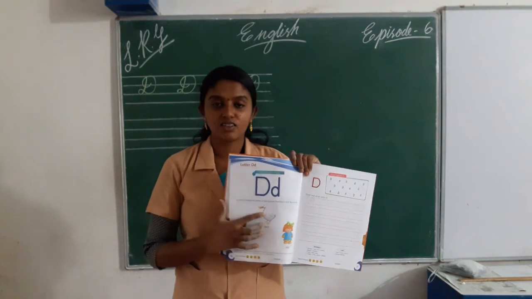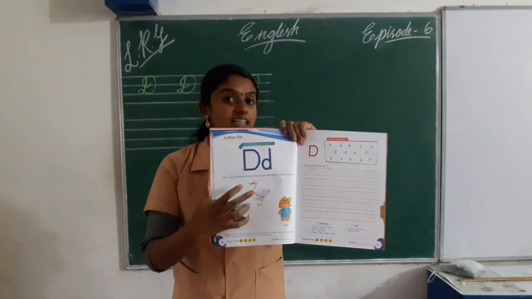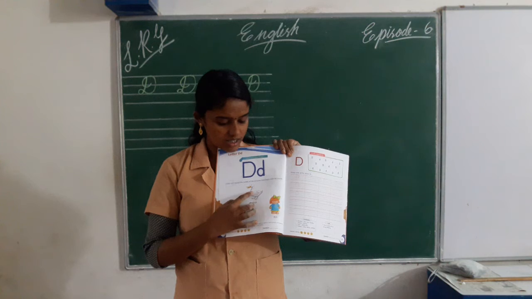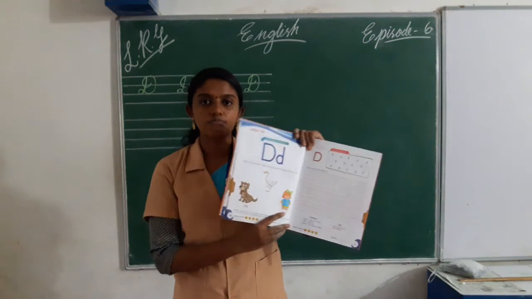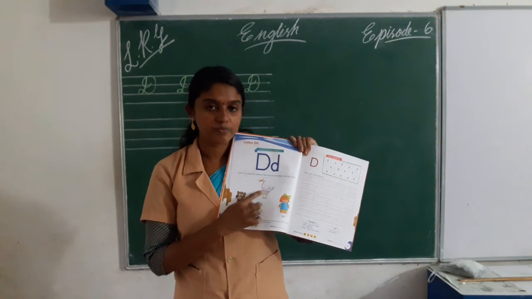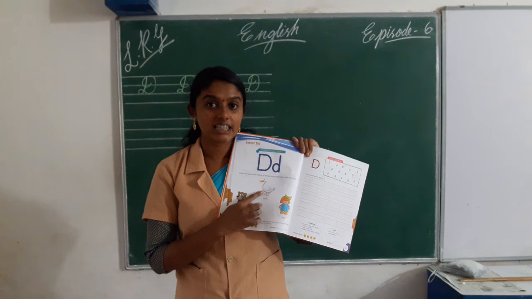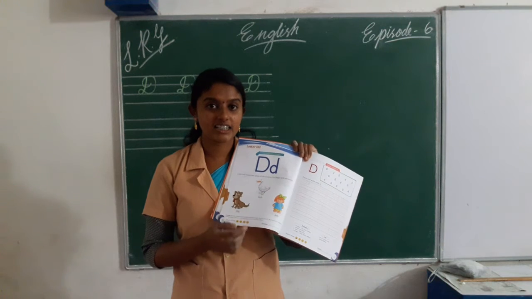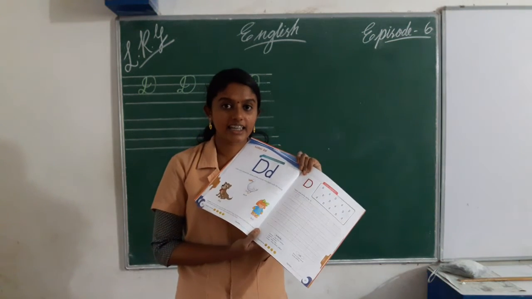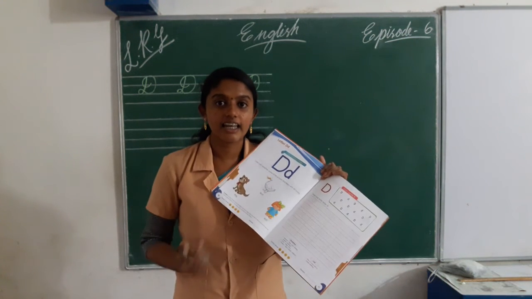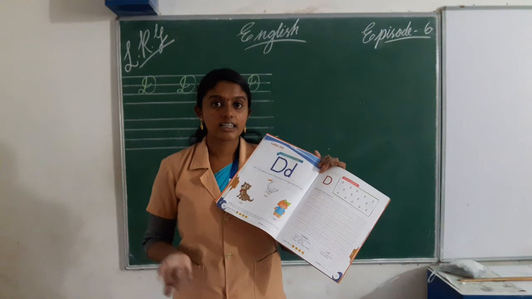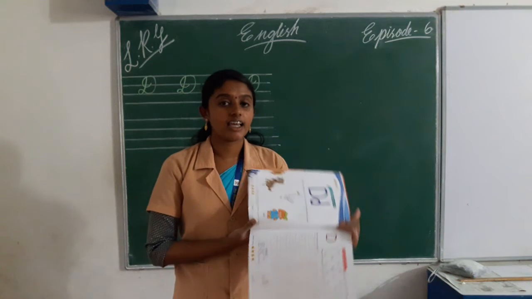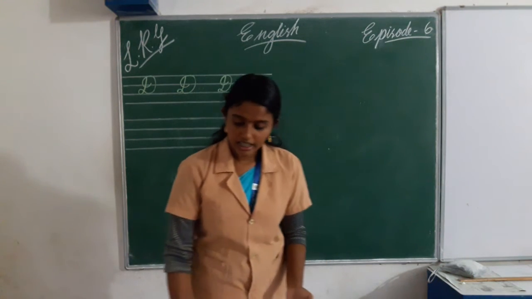Can you see the picture of first one? What is this? Can you see this bird at your home? What is this? Yes, this is a duck. Duck. Say duck. D-U-C-K. Duck. Say now. What is the spelling of duck?